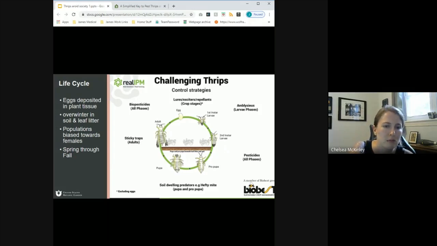And then the pupa metamorphoses into the adult and pops out and either crawls back up onto the plant and continues feeding and laying eggs, or it raises up its little weird fringed wings and drifts off on a nice breeze somewhere else. And yeah, I mentioned before, populations tend to be biased towards females. And these prepupa and pupa stages will overwinter in the soil.